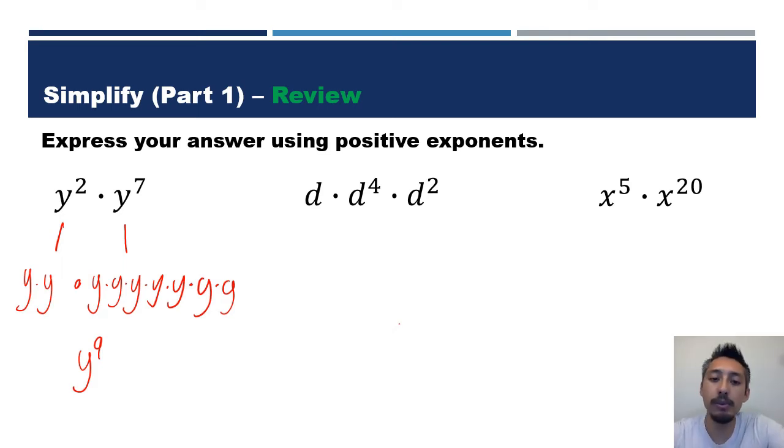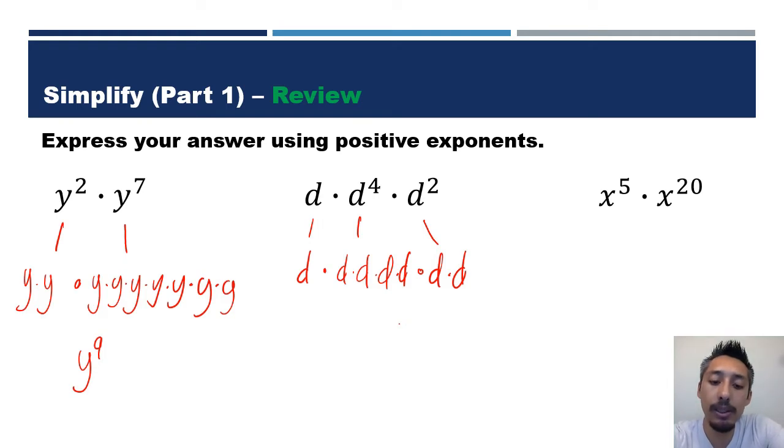For the second example, we have d times d to the power 4 times d to the power of 2. The first d doesn't have an exponent, so I'm just going to go ahead and bring it down. We're going to multiply that with d to the power of 4. That's just d times d times d times d. And then the last one is d to the power of 2. So we have d times d.